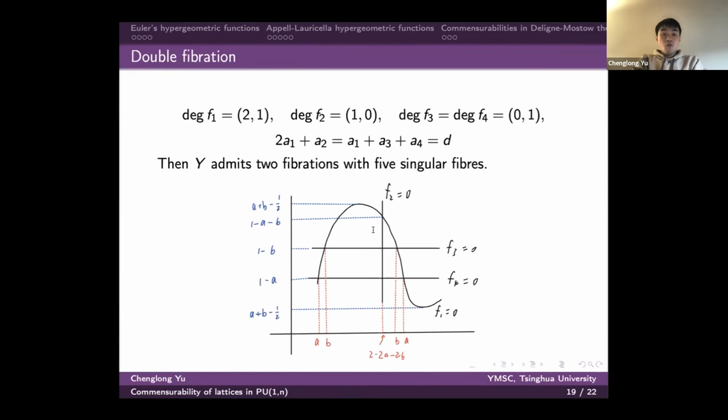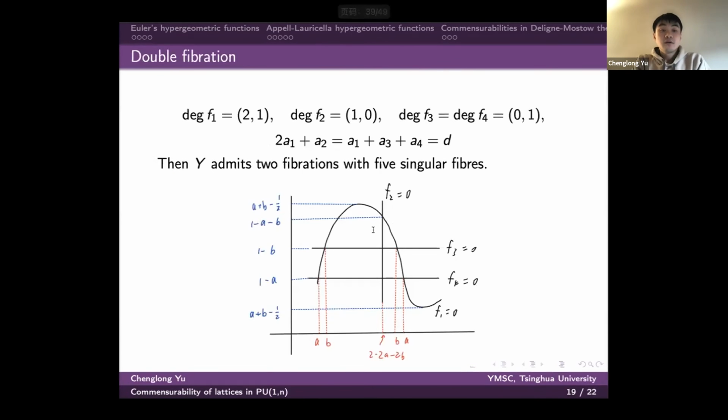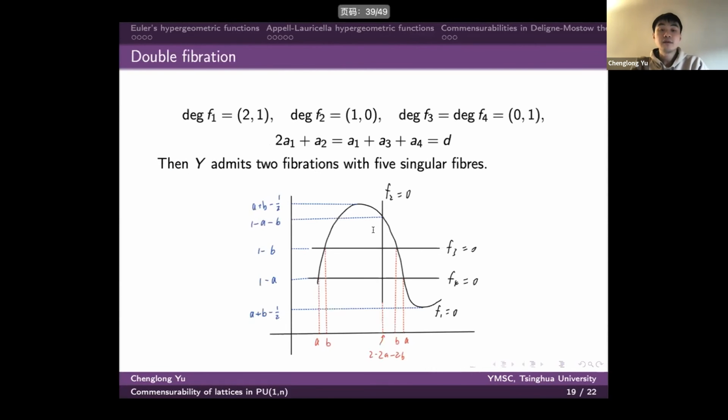So one solution to the previous equation. We want the summation of degree equal to (3, 3). So we can take degrees (2, 1), (1, 0), and (0, 1). And the second condition is the weighted sum equal to (1, 1). Then we have essentially one equation for those weights, and we have 4 weights.